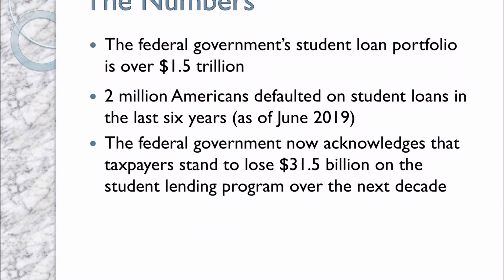The federal government now acknowledges that taxpayers stand to lose $31.5 billion on the student lending program over the next decade. So the federal government guarantees student loans provided by banks and nonprofit lenders. This actually went into effect in 1965 with the Federal Family Education Loan Program, the FFEL program. But the federal government basically guarantees these student loans. And who ends up paying on these unpaid government loans? Taxpayers do. So this is where the federal government is now acknowledging that us as taxpayers could lose $31.5 billion on this program over the next decade.